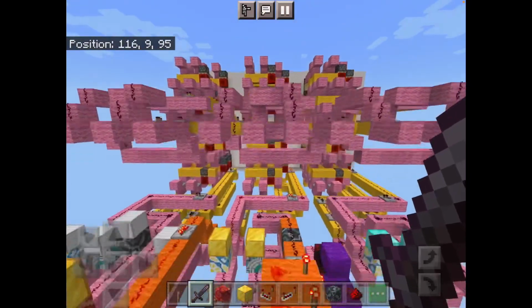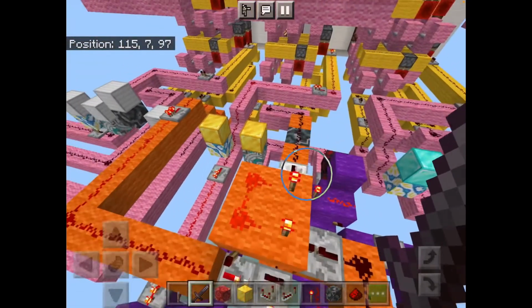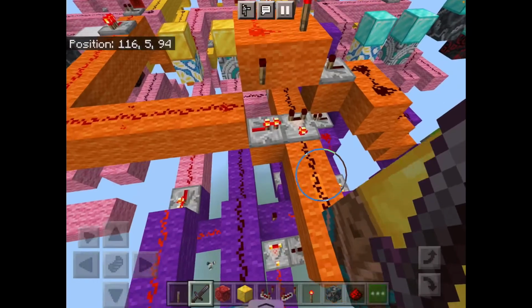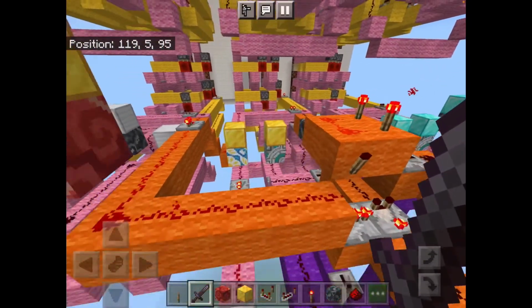I got within 1 block. I've got 0 blocks of wiggle room. If I brought this up 1 more block, I would be basically stuck. Yeah, I think because of what's under it, I'd be stuck. So that was very close.